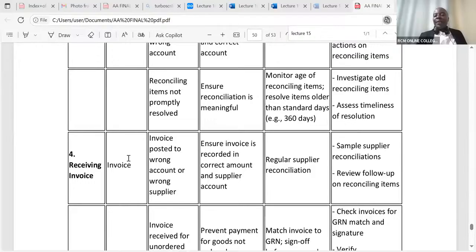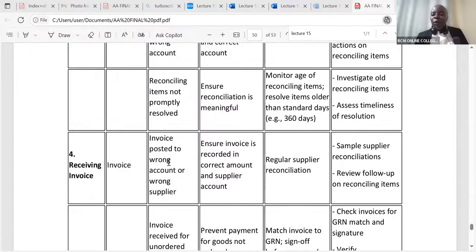And remember, risk, you can say anything. So long as you're good in business, so long as you understand business language, this risk, you can say anything and you'll get it right. We've never given people any wrong here. Whenever they write points and they're able to defend themselves, they're always right. So invoice posted to wrong account or even wrong supplier.